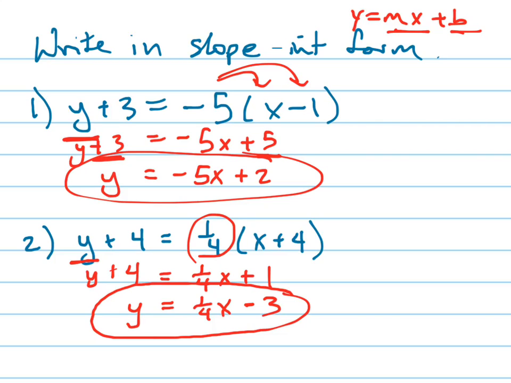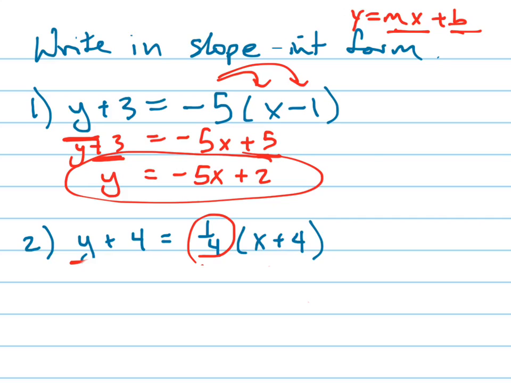By the way, sometimes it's easier to do this one. Let me show you a different way you could do that problem. Sometimes it's easier if you do what's called clearing the fraction. Multiply both sides by 4. If you multiply both sides by 4 instead, then you don't have to deal with the fraction until the very end.